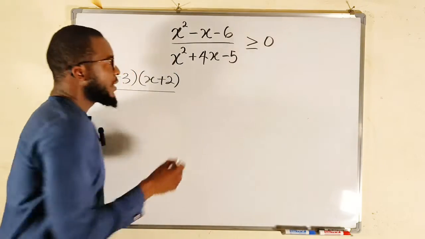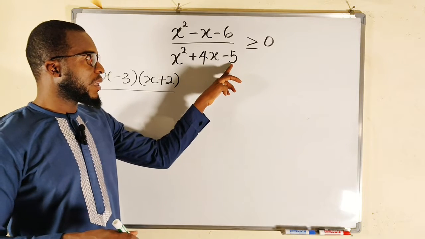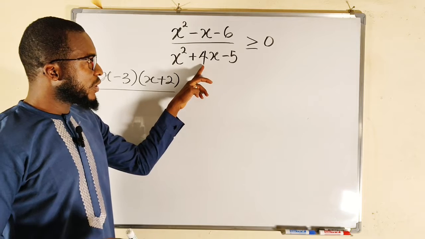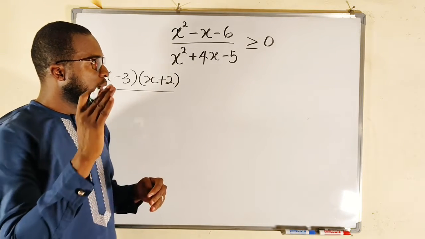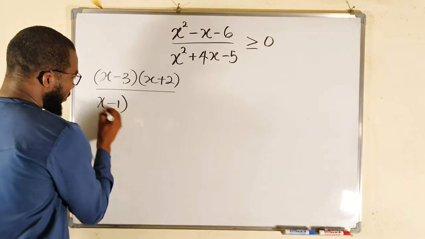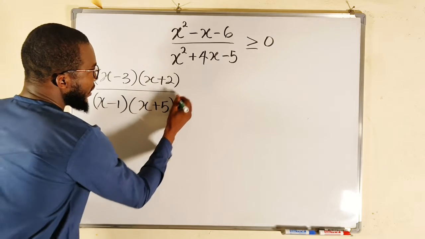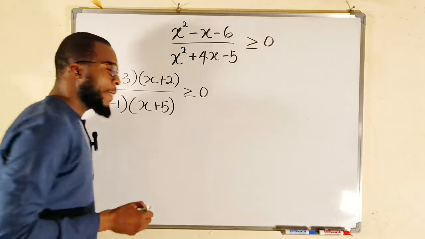Divide by, we do the same thing here. We think of two numbers that can be multiplied together to get -5, but the moment you add the two numbers together, you're going to get +4. And the numbers are -1 and +5. The whole of this remains greater or equal to 0.